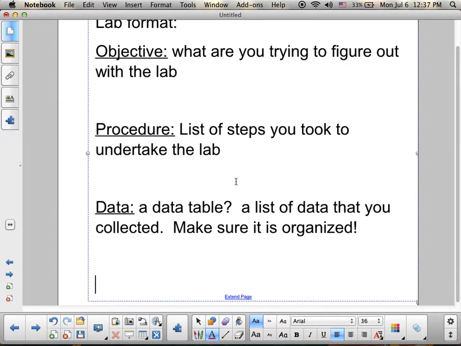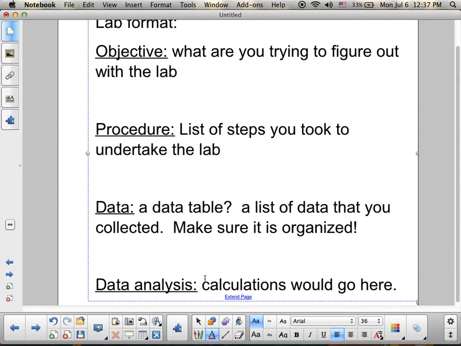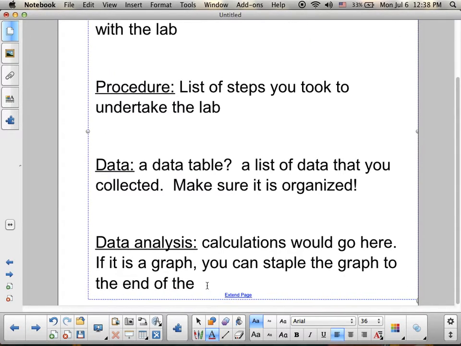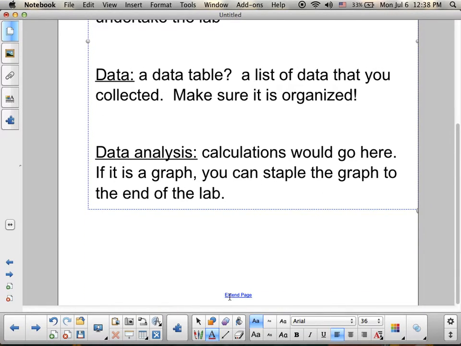Now, I put the next part right here, what we call data analysis. But it might not always be here. Okay? Data analysis, it could be calculations, would go right here. Sometimes, though, it's going to be a graph of the data. If it is a graph, you can staple the graph to the end of the lab. Okay? That's okay.